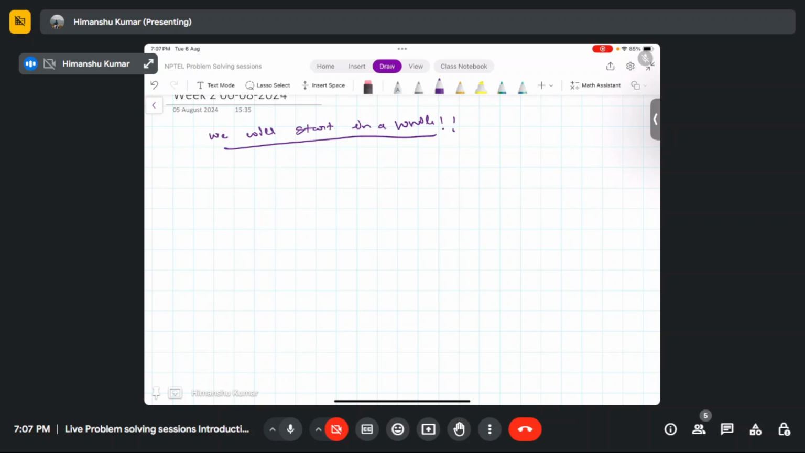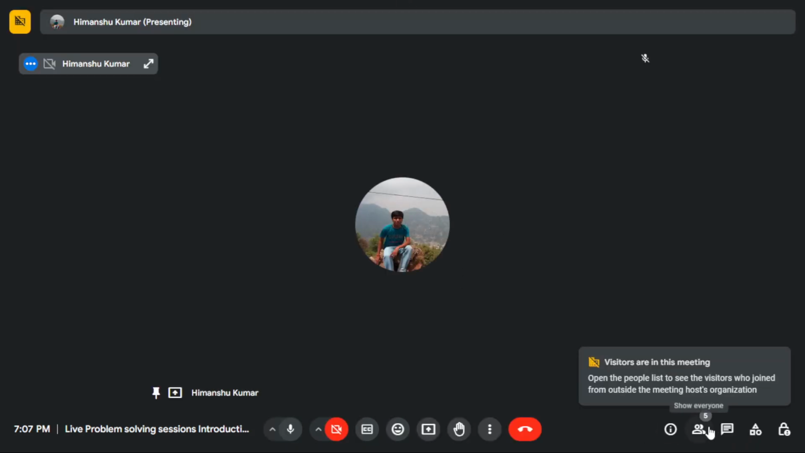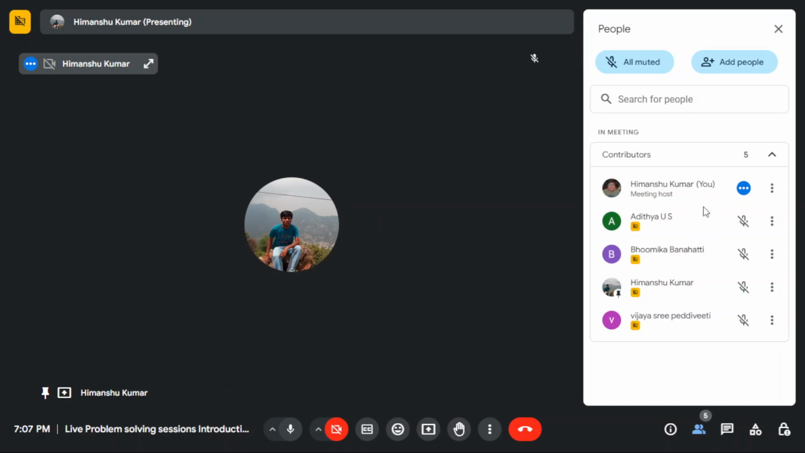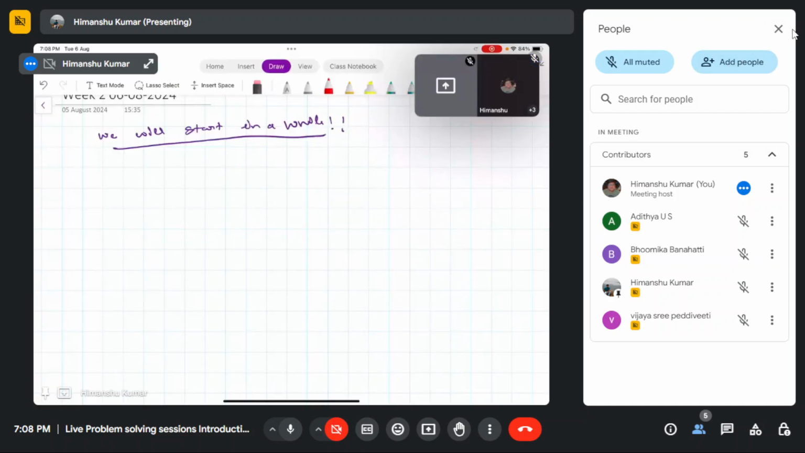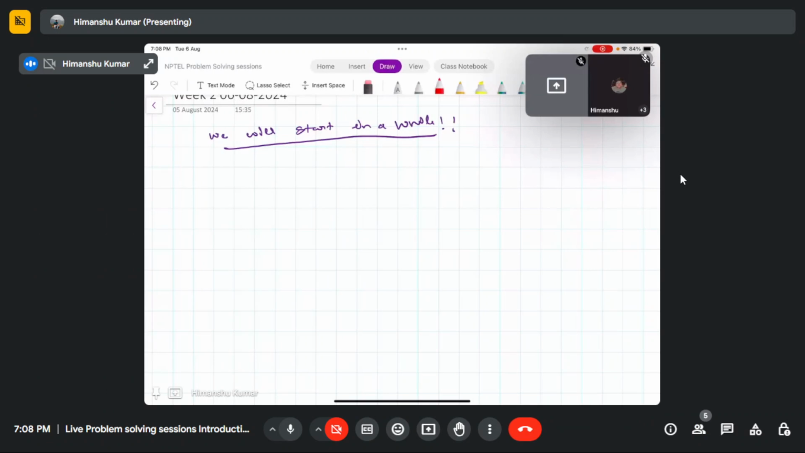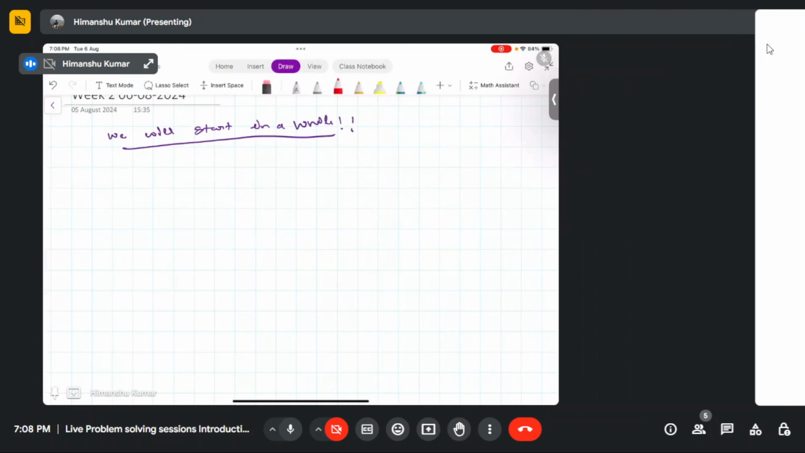Okay, so if there is no doubt, anytime you feel like you have a doubt, you can ask in between the session also. You can raise your hand, turn on your mic, or type in the message box, which is the chat symbol appearing on the bottom right corner of the screen.